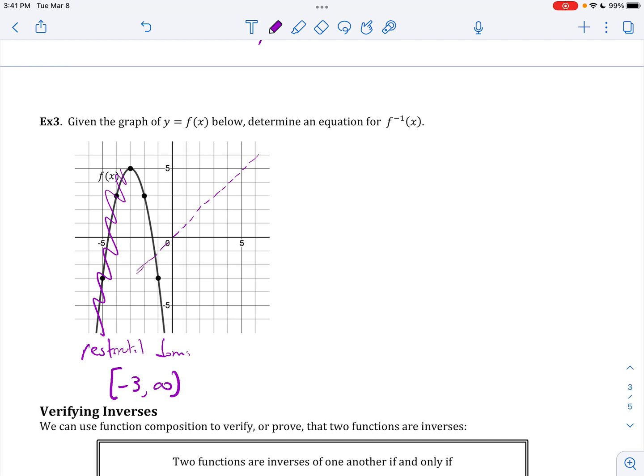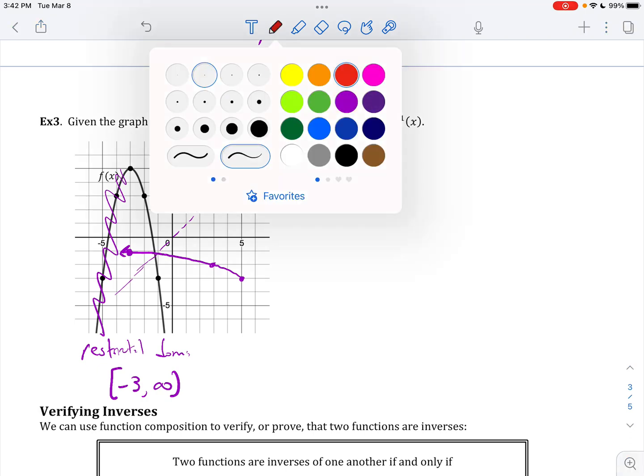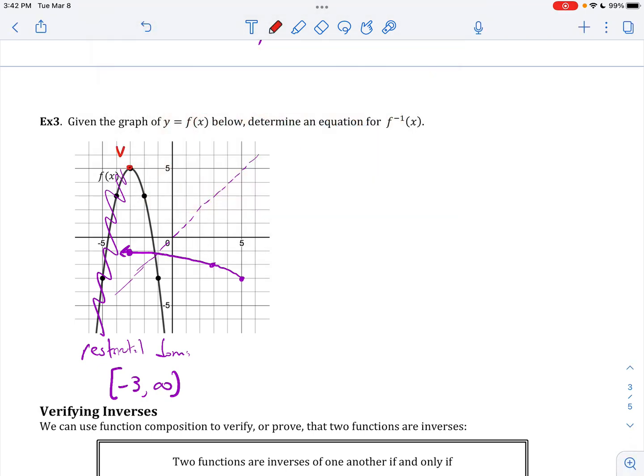I'll make a graph. This thing's going to reflect here, 2, 3, that's going to go there. Vertex is at 3, 5. It's kind of there. And it's going to be a parabola that kind of goes this way. But if I'm supposed to determine this equation, it's kind of hard to determine the equation from that. I'm going to determine the original equation from this kind of stuff.